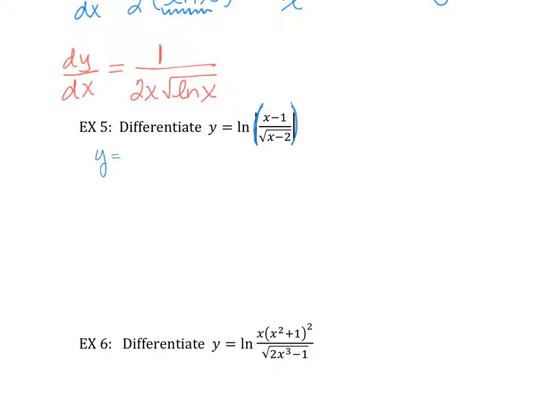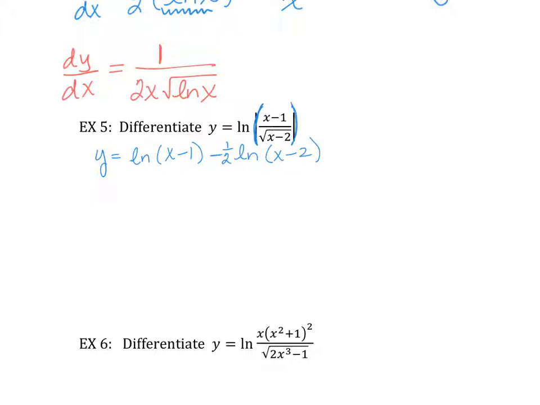Rewrite y using your log properties. Remember, if you have an argument that's divided, I can write that as the natural log of x minus 1, and I think you're okay with me doing 2 steps in one. I would have the natural log of x minus 2 to the 1/2 power, but just like I just did, I'm not going to put that 1/2 there. I'm going to put that 1/2 there.